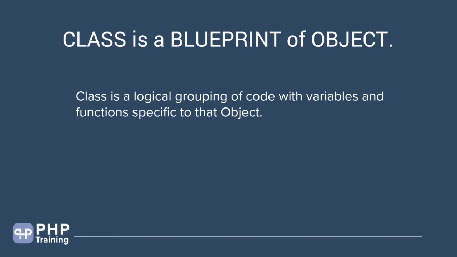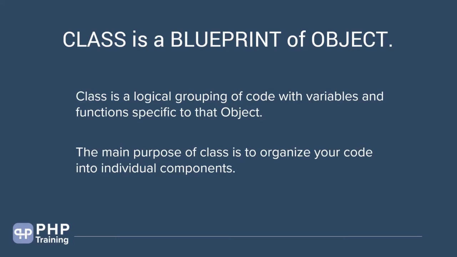Okay, so for the definition of a class, a class is a blueprint of an object, which is a logical grouping of your code with variables and functions specific to that object. The main purpose of the class is to organize your code into individual components. So if you're writing a program, you have to split your program into components, and then you have to say what component it is, what object it is. And when you write your class, you basically arrange all your variables and functions specific to that component or object. Okay, so let's look into more details of how to define it and how to organize it.